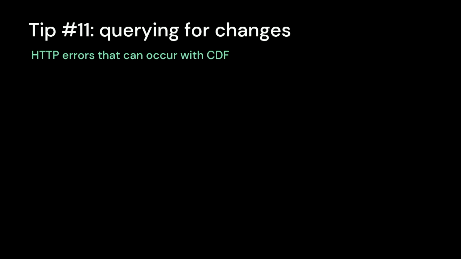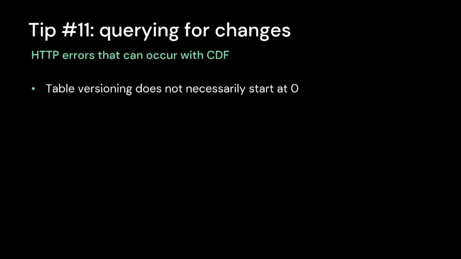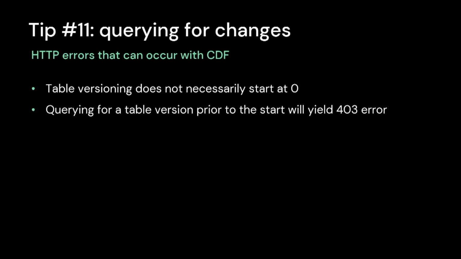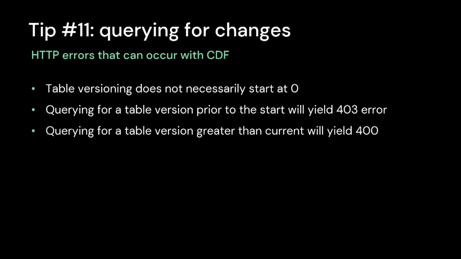The first one is that when you're querying for changes to a CDF-enabled table, you can get some unexpected HTTP errors. They will not make sense to you at first, but hopefully this will help clear that up. First thing that I would say is table versioning does not start with 0. So if you have a change data feed enabled table and you're saying, I want to look at version 0, then 1, then 2, then 3, then 4, and I kind of want to understand what happened to the data over time, if you start with 0, you'll get an unexpected result. What you'll get is a 403, and you'll wonder why. Similarly, if you query for a table version that's greater than the current version, you'll get a 400 error, and you'll kind of wonder why.